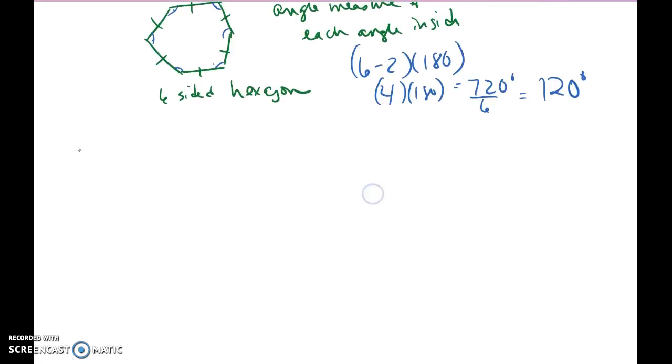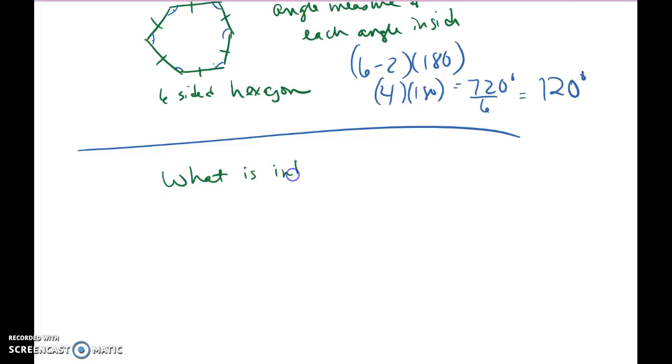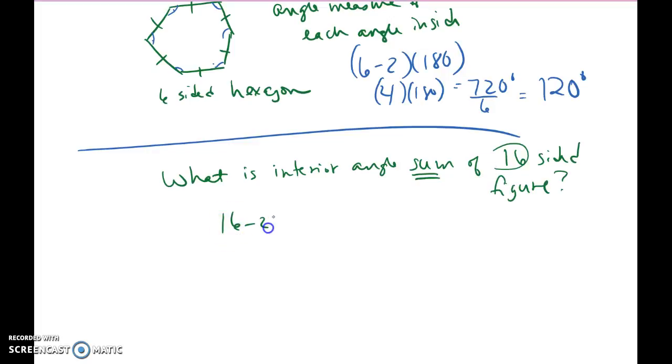Another way it could be asked is like, what is the interior angle sum of a 16-sided figure? Okay, well if it asks you like this, the keyword is sum. It wants to know the total of everything inside. It gave you n. It gave you the number of sides, guys. So this is all you're doing. Okay, and when you do that in the calculator, we get a lot, 2520. So that just wants the whole sum. It didn't say each one, it just said the whole sum.